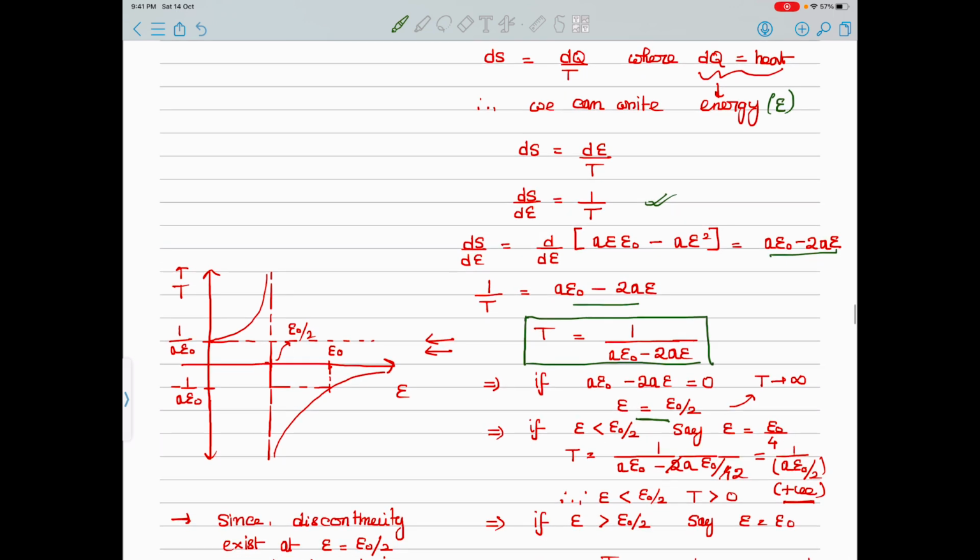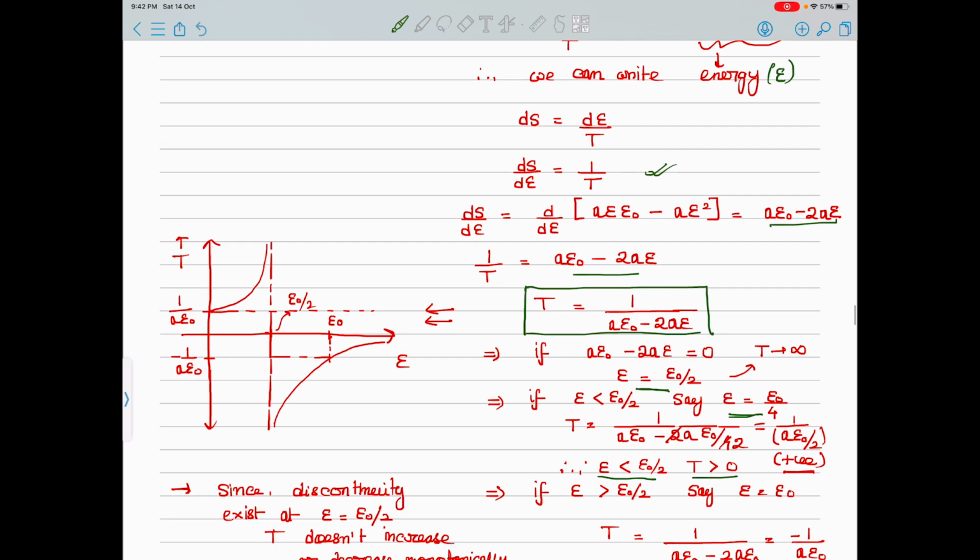The second thing we can deduce is what happens if E is less than E naught by 2. Say E is equal to E naught by 4. Then T becomes 1 upon A E naught minus 2A into E naught by 4. So 2 and 4 cancel, and we get A E naught minus A E naught by 2, which is A E naught by 2. So T becomes 1 upon A E naught by 2, which is a positive quantity. Therefore, as E is less than E naught by 2, T is greater than 0. This is what we have found out. Now what happens if E is greater than E naught by 2?